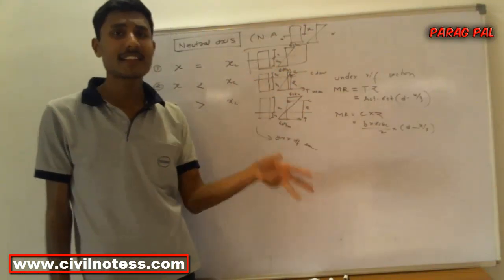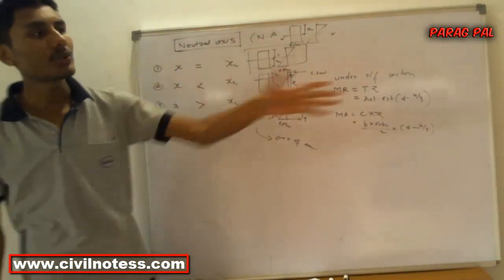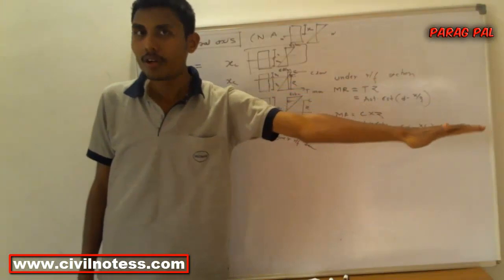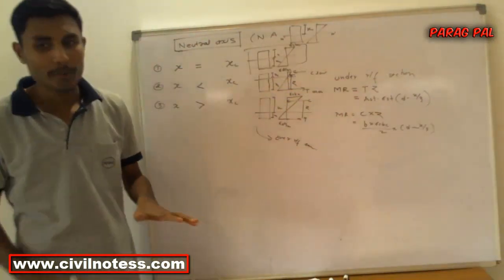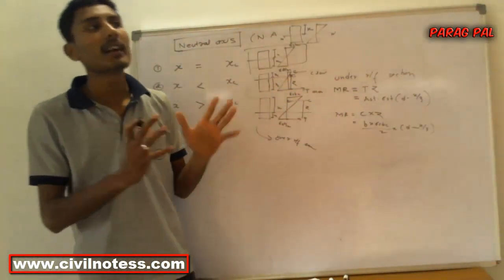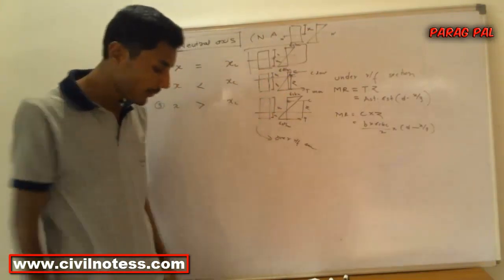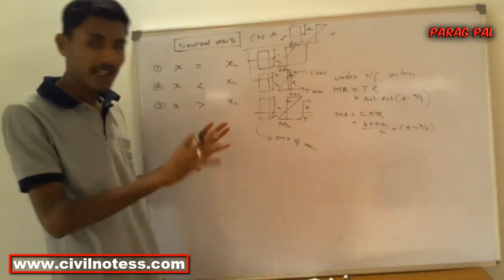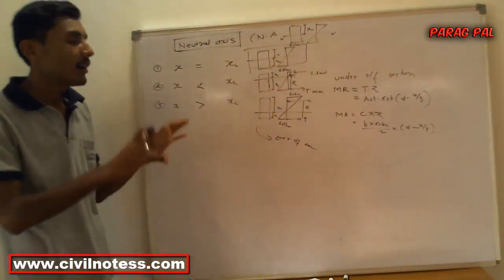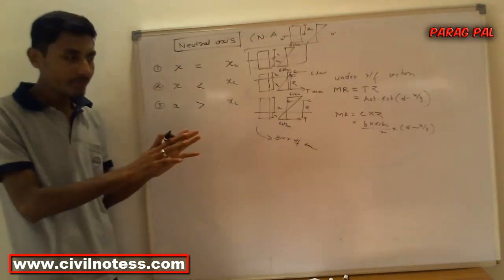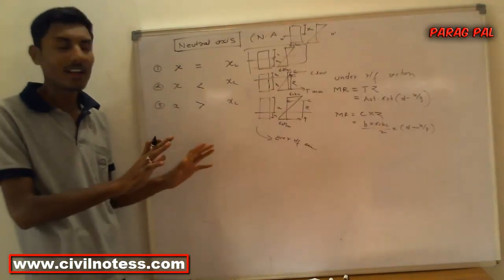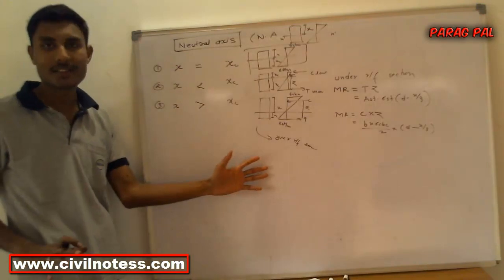This is exactly one of the basic reasons why we tend toward the limit state method. Now I think you have all the data regarding what exactly the stress strain diagram is.